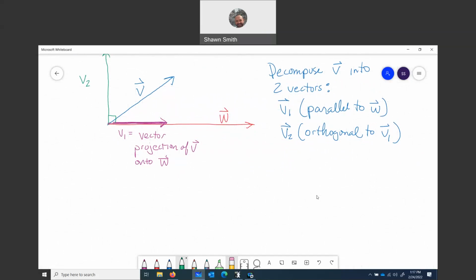All right, so to get V2, if I take the vector V, which is like that, perhaps, and I subtract off V1, the opposite direction, like that, from beginning to end would be V2, right? So that's how you get your orthogonal one: the original vector minus the V1 that you just found.